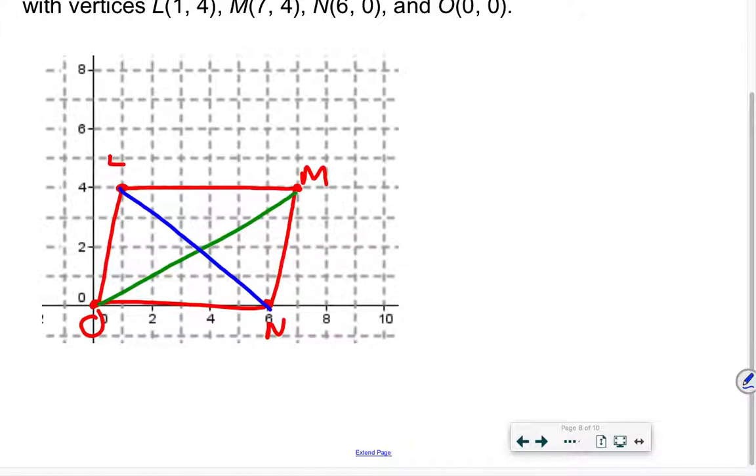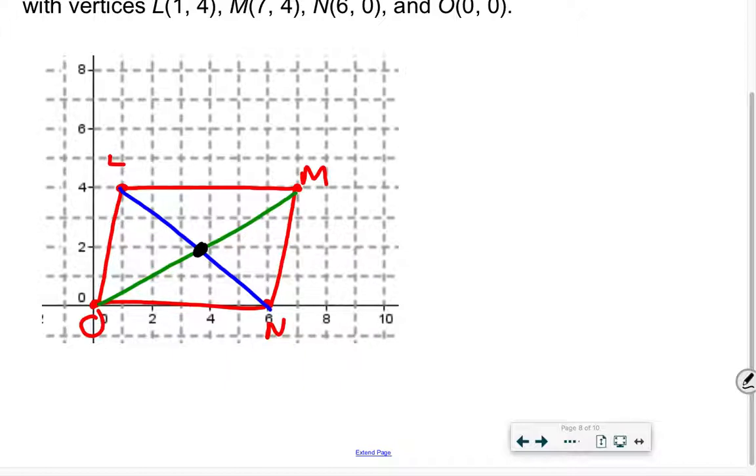Now, what do we know about the diagonals of a parallelogram? What was the property and the theorem that we learned? What was true about the diagonals of a parallelogram on this green note sheet? They bisect each other. They're cutting each other in half. So this point where they cross, wherever it may be, is the middle point for each diagonal.